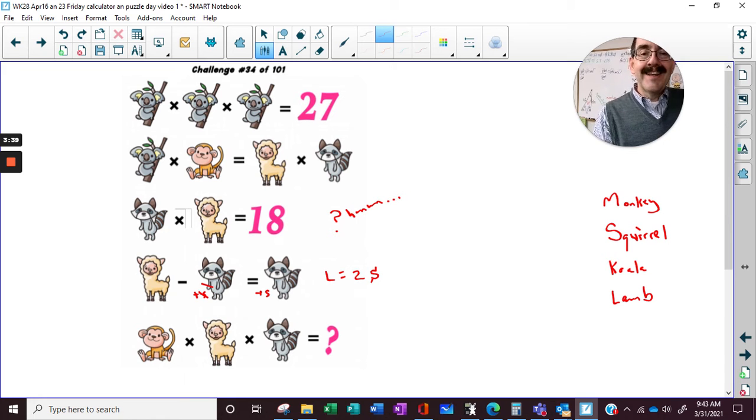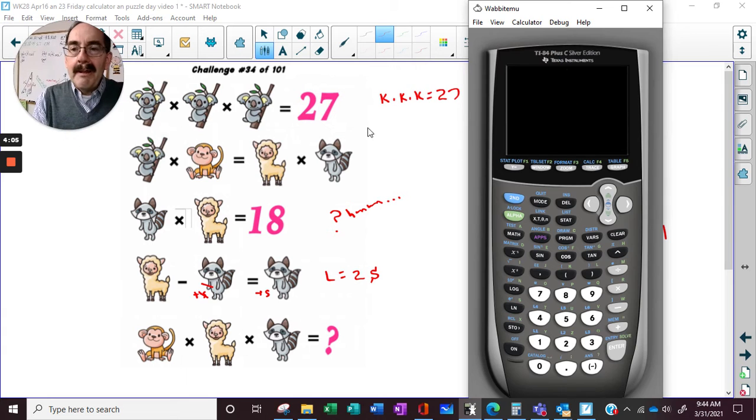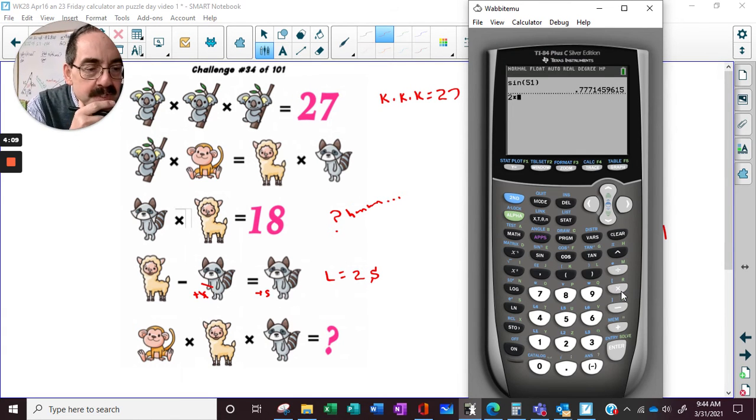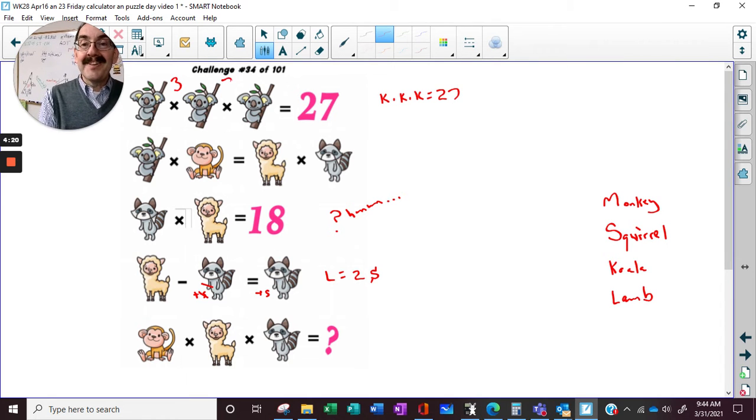Koala. Okay. K times K times K equals 27. What number times itself 3 times is 27? I didn't give us easy puzzles this week. Anybody know? Anybody pause the video? Take a look. What number times itself 3 times is 27? I'm going to grab a calculator. 2 times 2 times 2. 3 times 3 times 3. The koala is 3, but how did that help me?